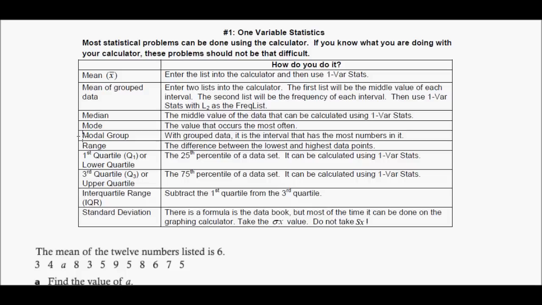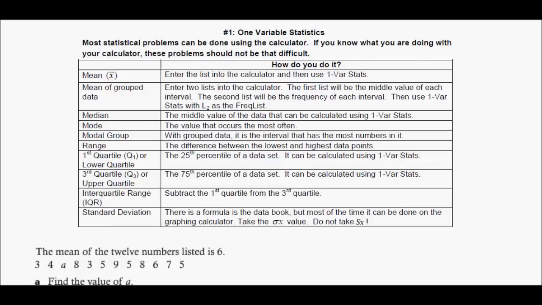But if you don't know, just read these over, especially things like interquartile range. Just pause the video and read over these, and it should tell you what you need to know.